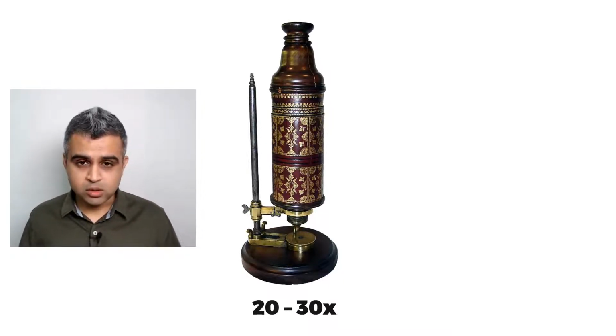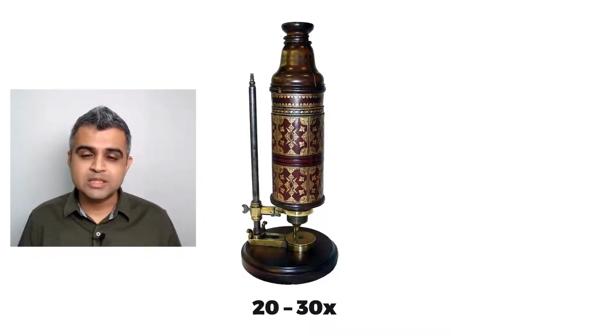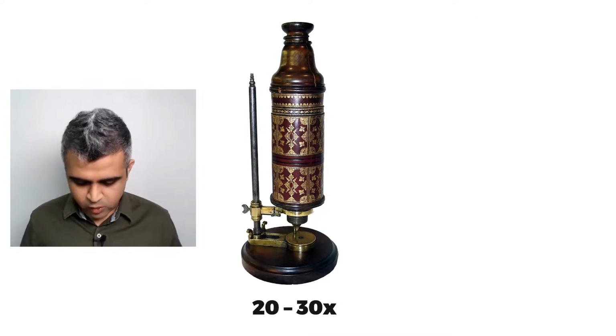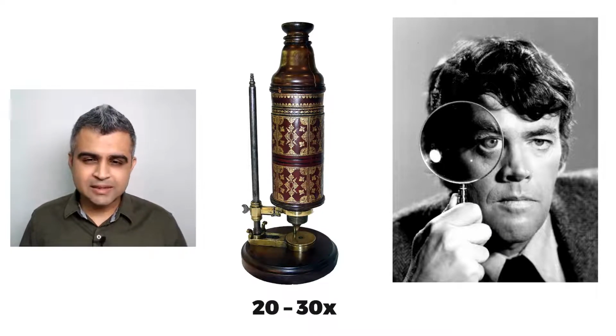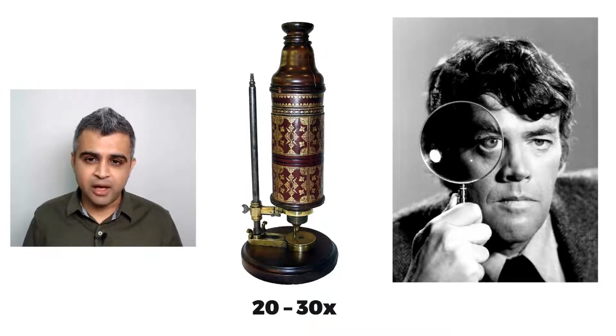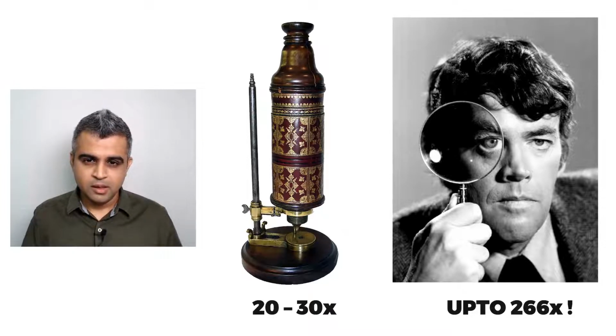Now Robert Hooke was using this, but Anton van Leeuwenhoek was going to use single lenses, single convex lenses, and they, as you rightly know, are called magnifying glasses. With these single lenses, Leeuwenhoek was able to magnify up to 266 times. Let that sink in.